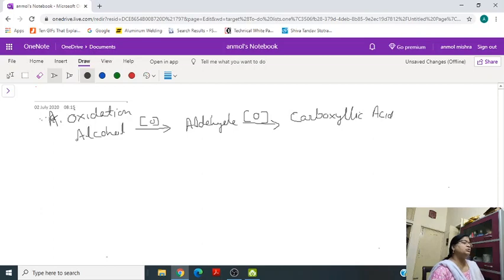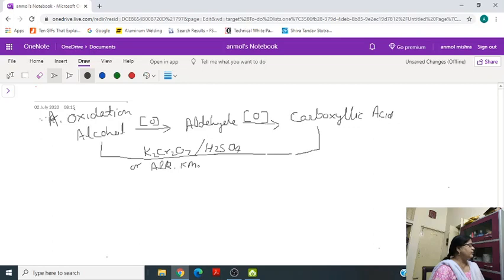If we use a strong oxidizing agent, then the middle step is skipped. For example, if we take K2Cr2O7 with H2SO4, or you can also take alkaline KMnO4, then alcohol is directly converted into carboxylic acid.